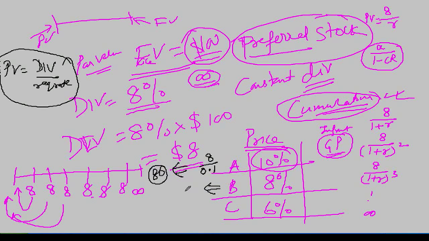Over here when your required rate is 8%, it becomes 8 by 0.08, and the value will be 100. We'll see the logic of it. Over here when your required rate is 6%, what will happen is it will be 4 by 3, that is 133. The present value will be 133.